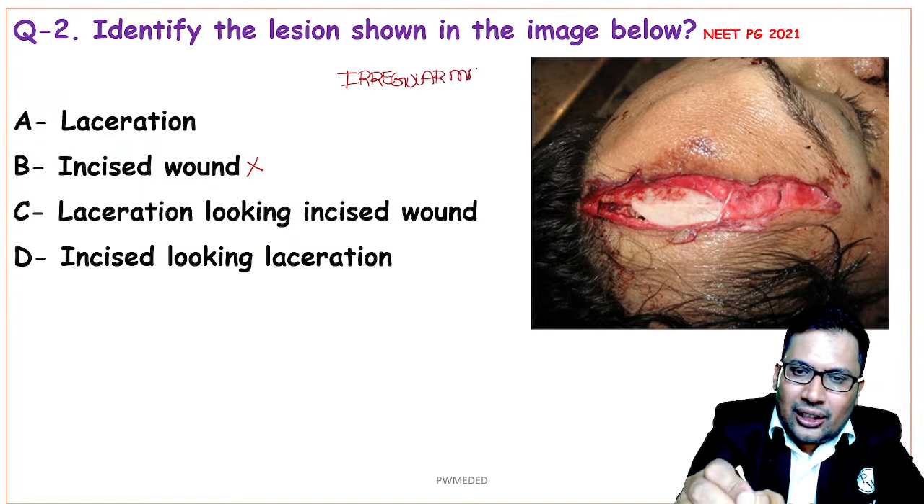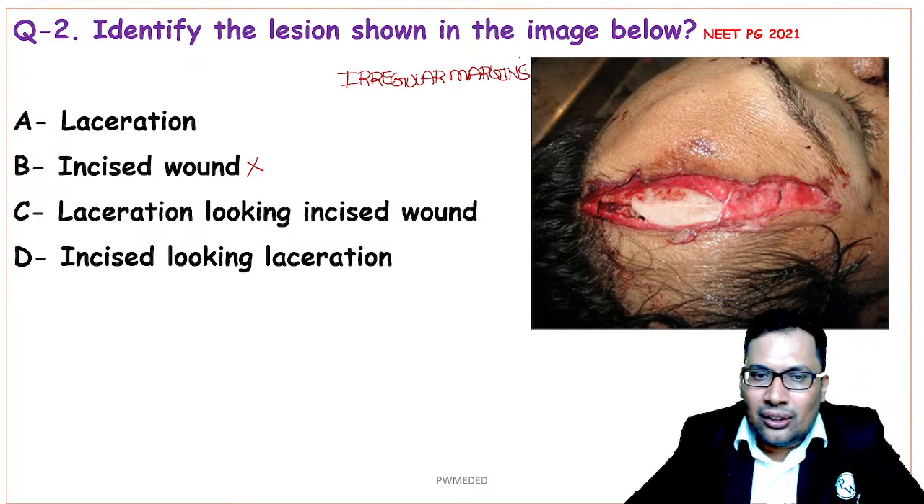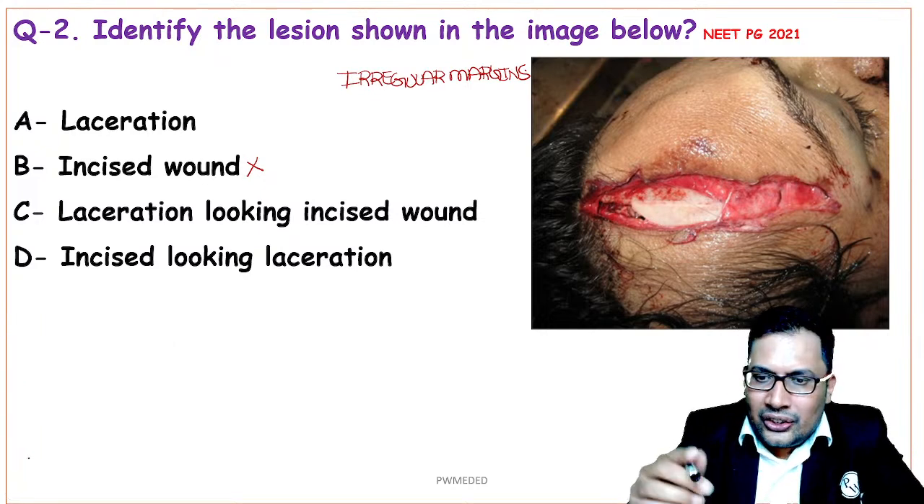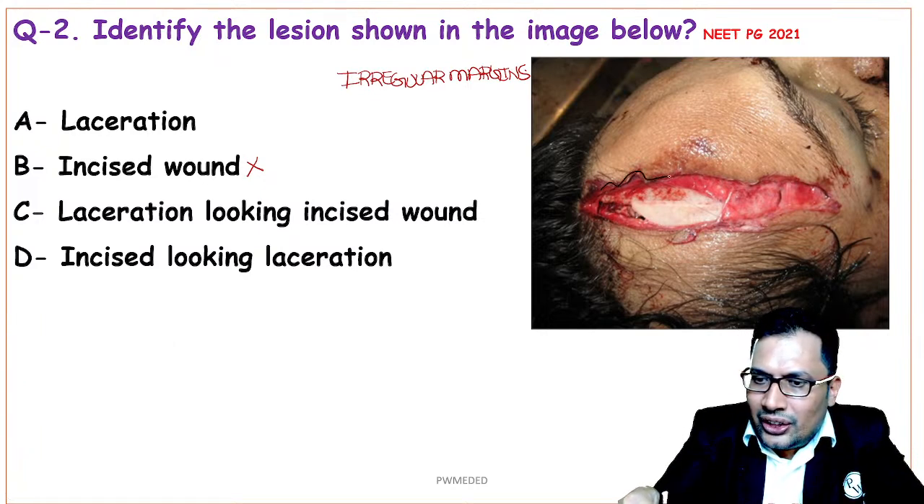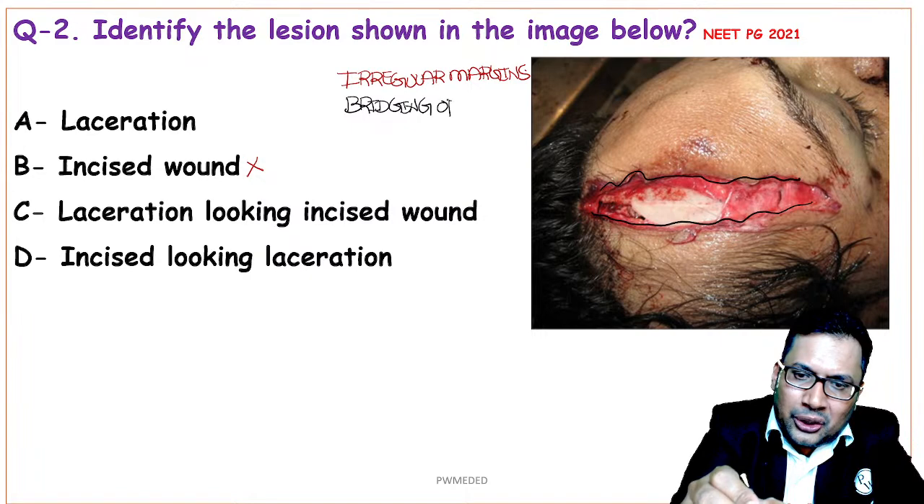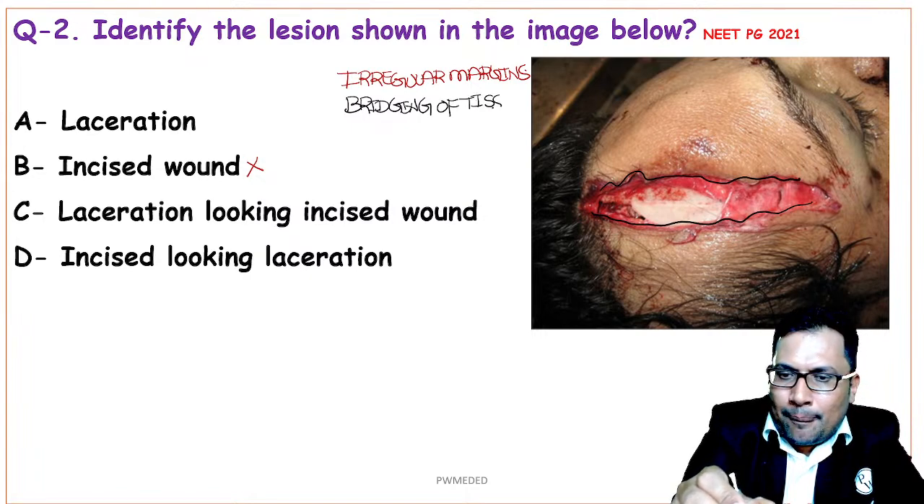Irregular margins are there. You can see here irregular margins. Then there is a bridging of tissues. So bridging of tissues. Okay.